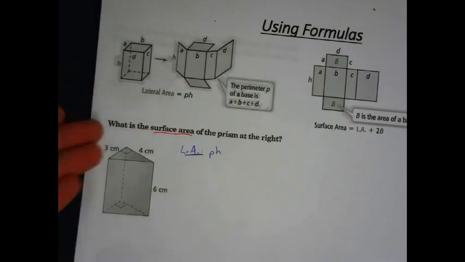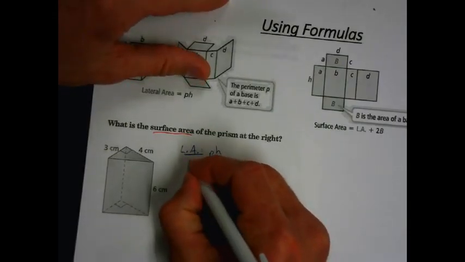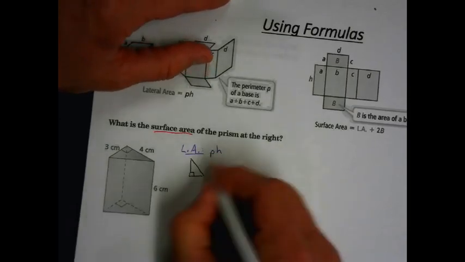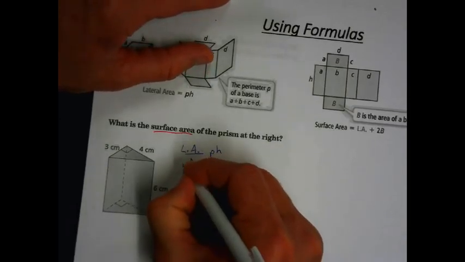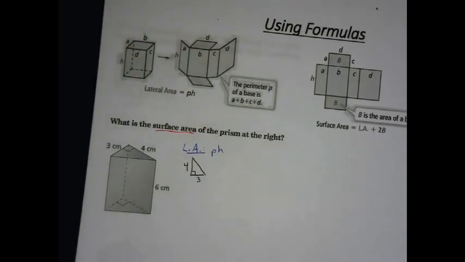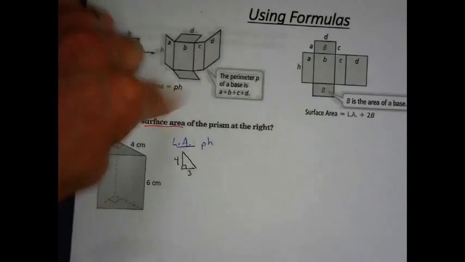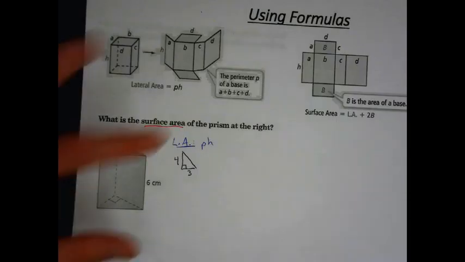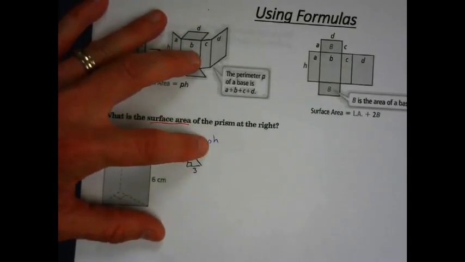And so we look at our figure, and we see that we have a base that is a right triangle. Hopefully you can see that the base is a right triangle with one leg 3 centimeters, the other leg 4 centimeters. In order to find perimeter, we're going to need to know the other side, in this case the hypotenuse. So how are we going to find our hypotenuse?